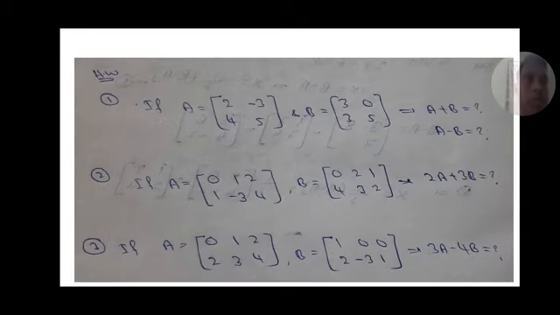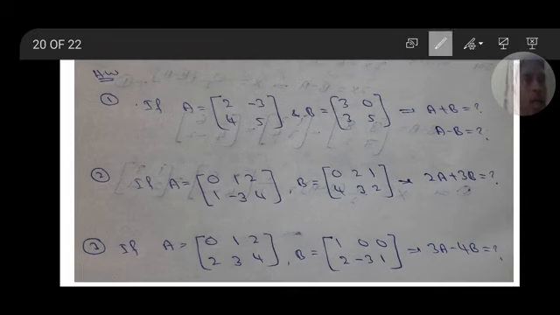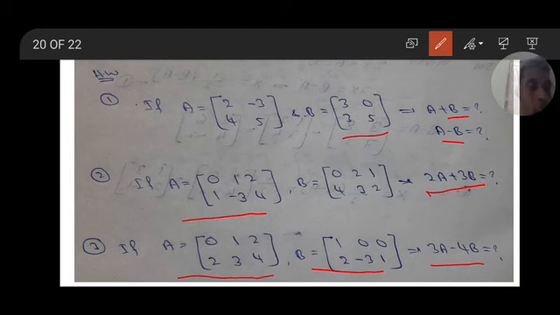Next, homework problems. If A equals the matrix 2, minus 3, 4, 5 and B equals 3, 0, 3, 5, then find A plus B and A minus B. Next, second problem: A equals 0, 1, 2, 1, minus 3, 4 and B equals 0, 2, 1, 4, 3, 2. Find 2A plus 3B, that is, multiply A with 2, multiply B with 3, and add the two. Next, third one: matrices A and B are given, find 3A minus 4B, that is, multiply A with 3, multiply B with 4, and subtract.